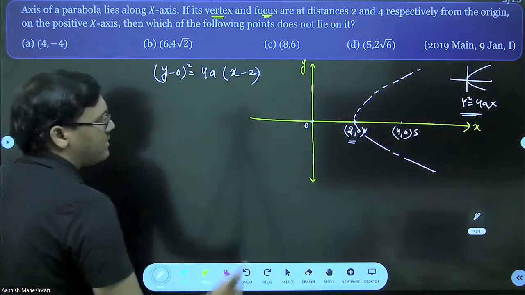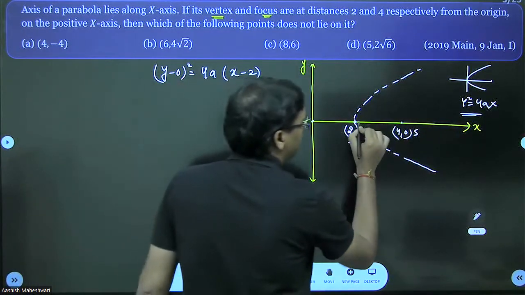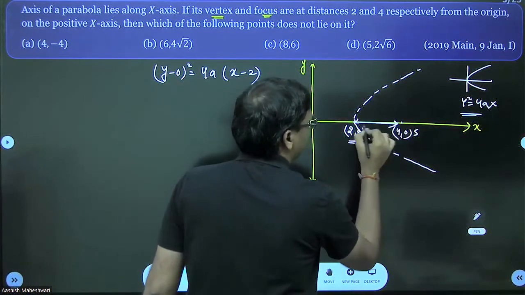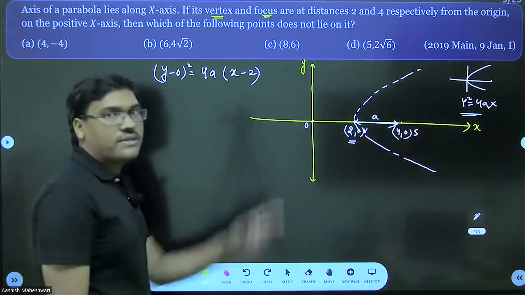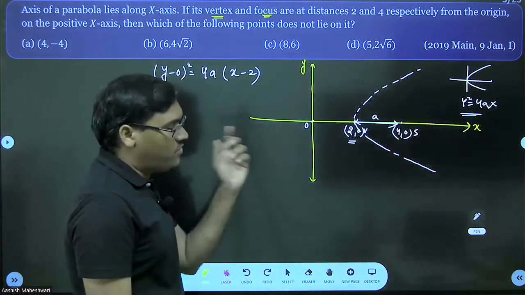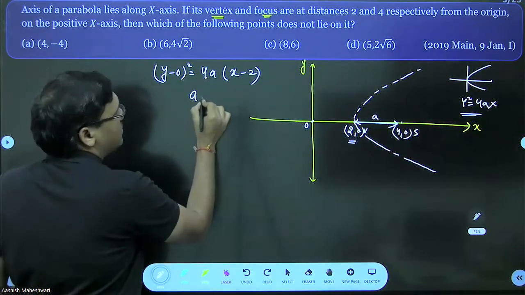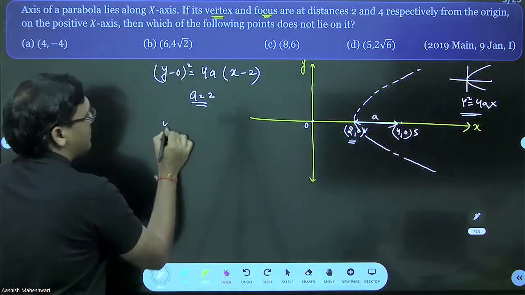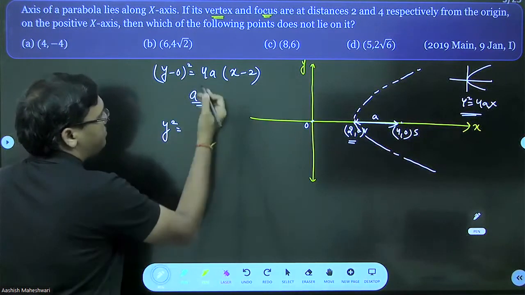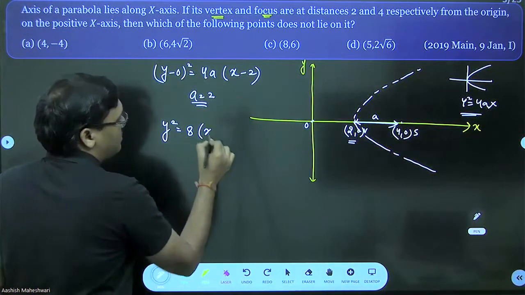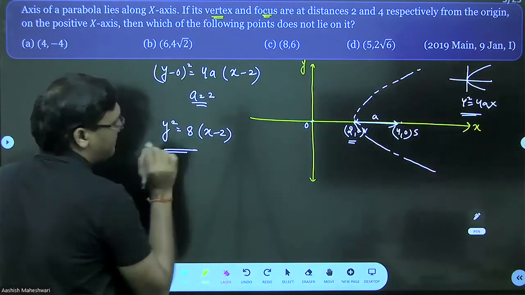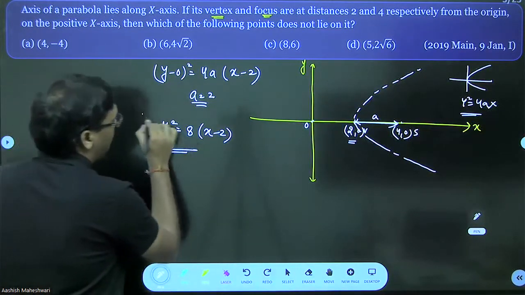Now see, what is the value of a? We know the distance between the focus and vertex is always a. So what is this value a? a is equal to 2 here. So what is this parabola? y² = 8(x - 2). This is the equation of this parabola.